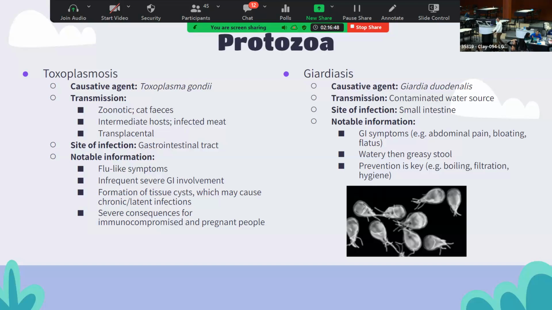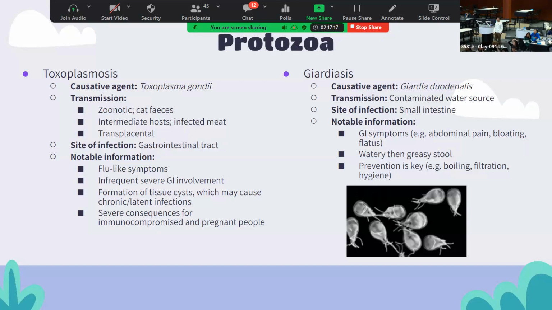The next two are toxoplasmosis, so Toxoplasma gondii. It's zoonotic, comes from cat feces, but it can go through intermediate hosts. And it's a GI infection. So you have the GI symptoms, you also have flu-like symptoms. And it's usually fine for most people, but it's very severe for people who are immunocompromised and pregnant. And it can form cysts in your tissue if it spreads, and that can also be reactivated.